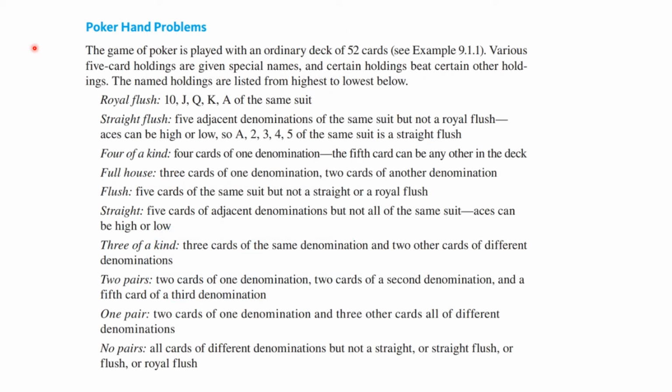Poker hands also are a frequent source of problems here. A poker hand is played with an ordinary deck of 52 cards and various kinds of hands, and this is in fact the order in which these hands are evaluated. So we have royal flush, straight flush, so on and so forth.